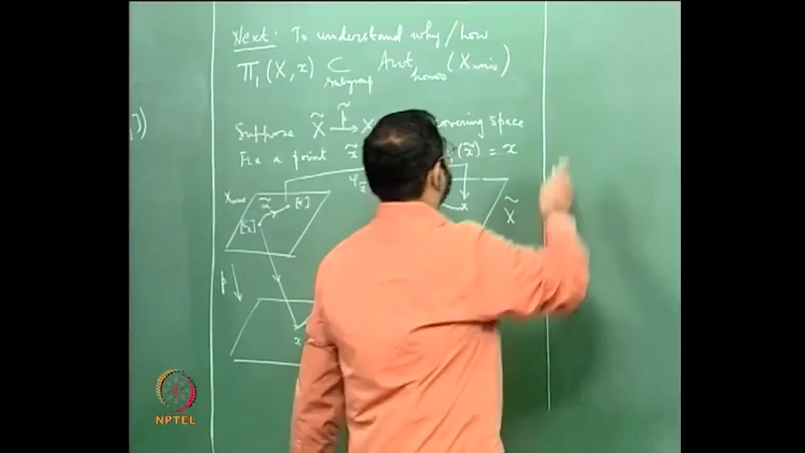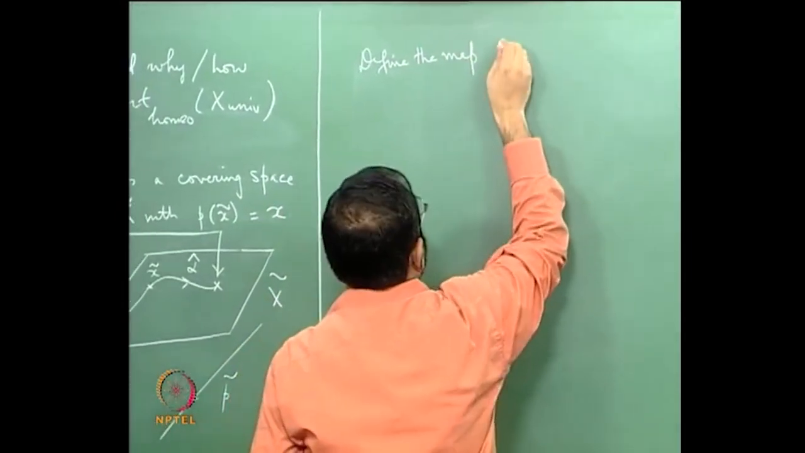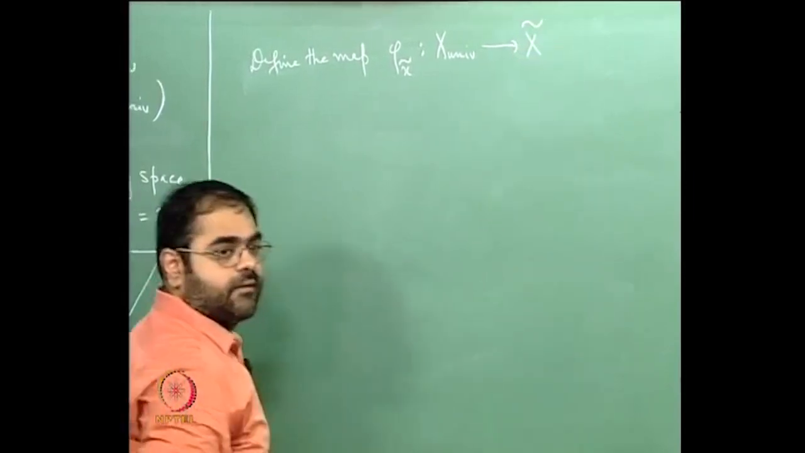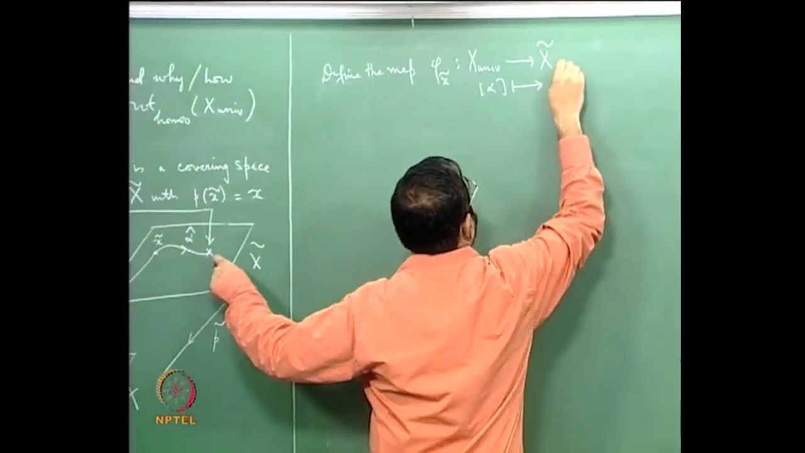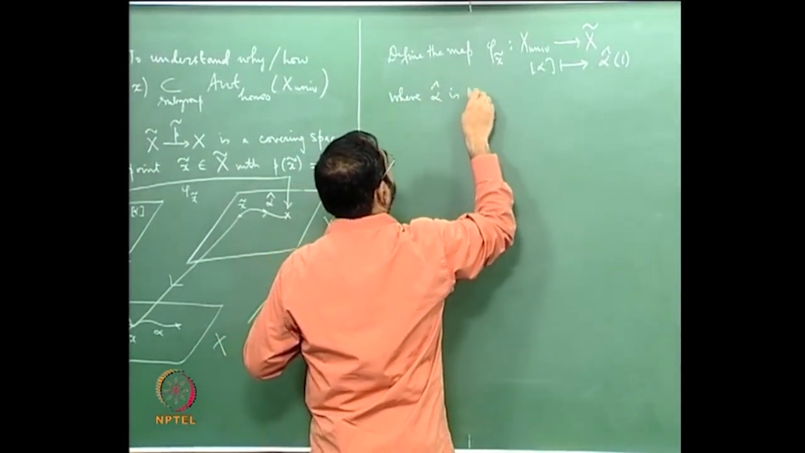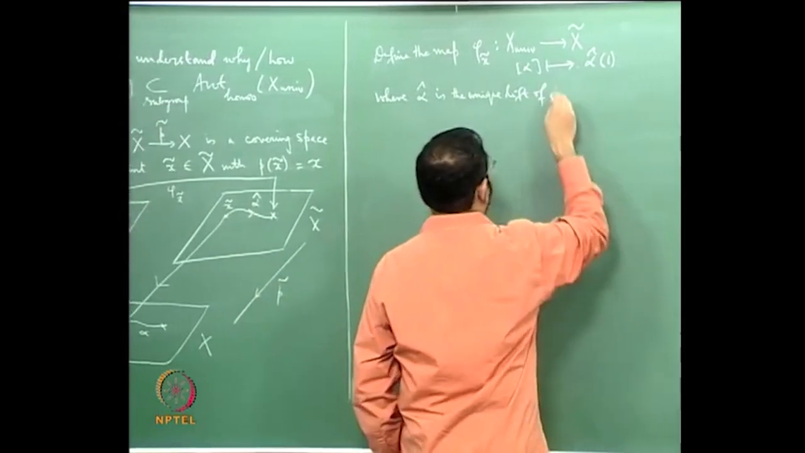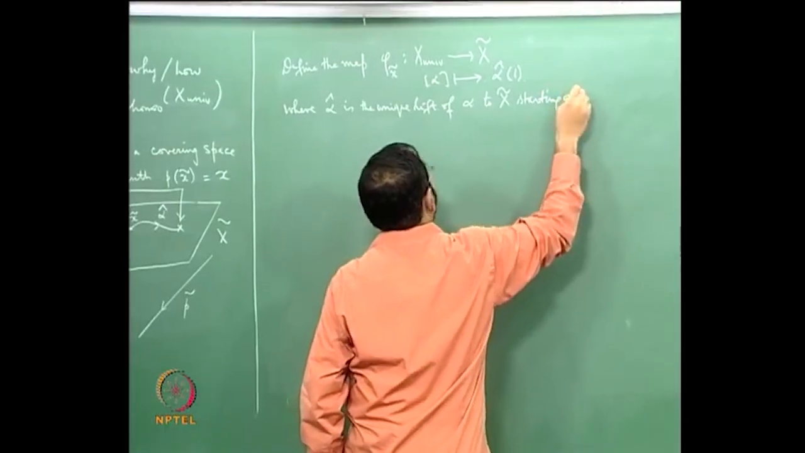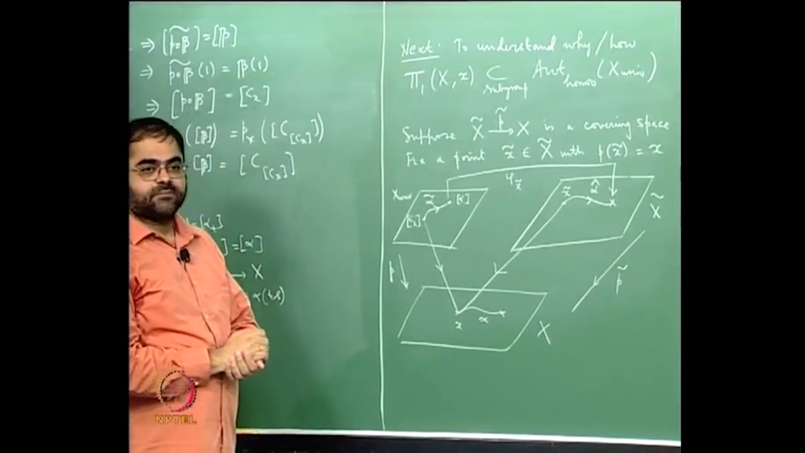So let me write that down. So define the map phi sub x tilde from X sub univ to X tilde by sending alpha to alpha hat of 1, where alpha hat is the unique lift of alpha to X tilde starting at small x tilde. So this is my map.